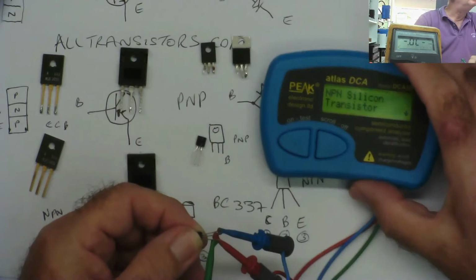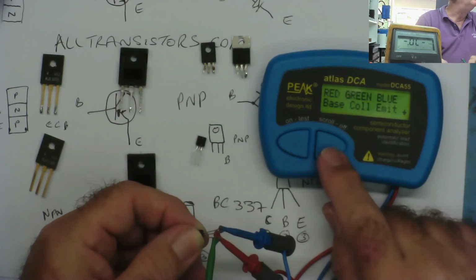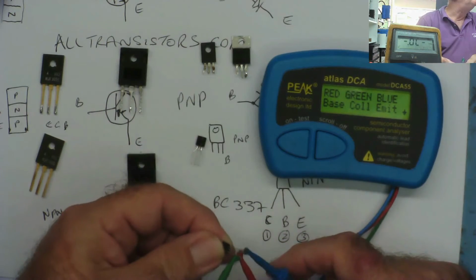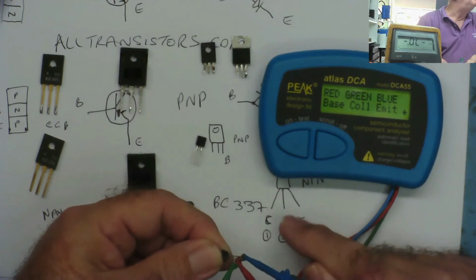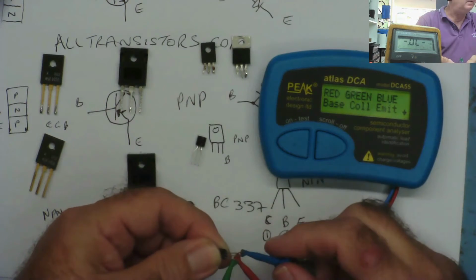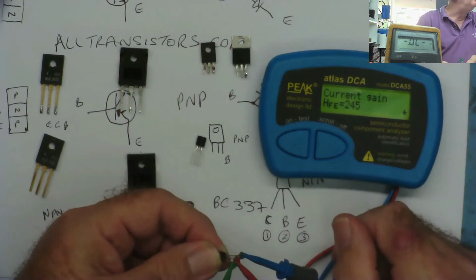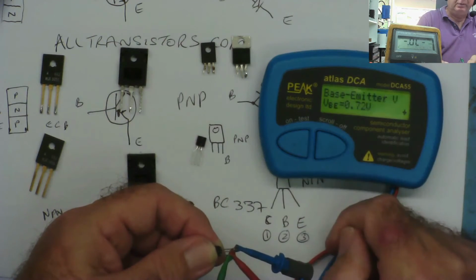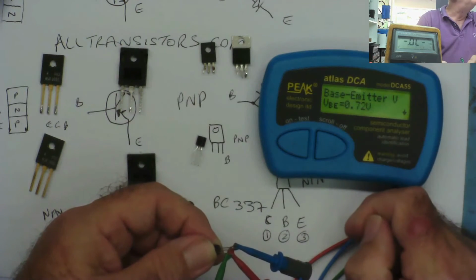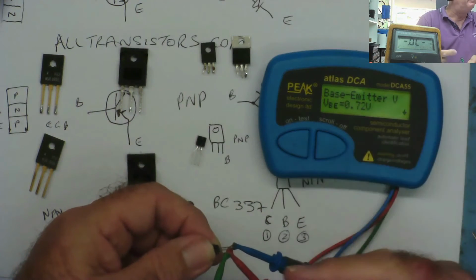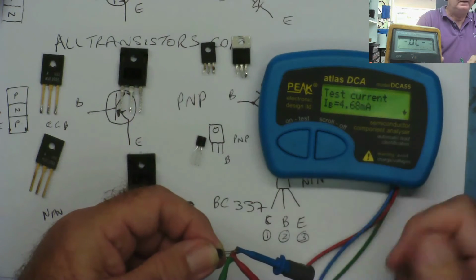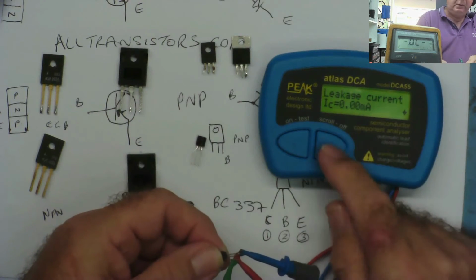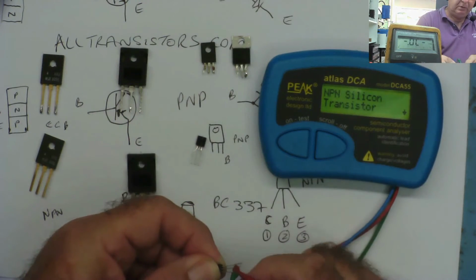NPN silicon transistor. It tells us which colour the wire is, so it tells us the base collector emitter, which if you look at the green, red, blue is exactly how we worked it out. So we were right. It'll tell us the gain, 245. I think we've got a similar reading on the test meter. That's just the test current, not really important. And that's the forward voltage drop between the base and emitter, 0.72, to turn the transistor fully on. It's using 4.6 milliamp test current, and there's no leakage. So that's a good transistor.